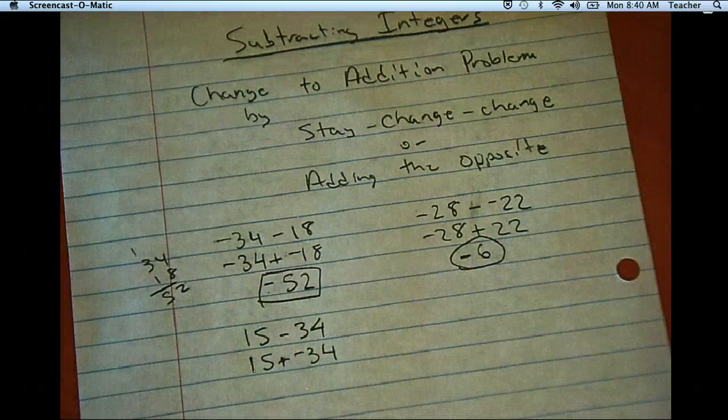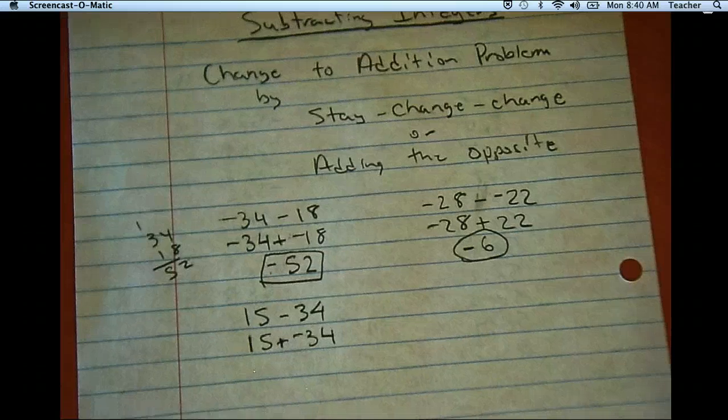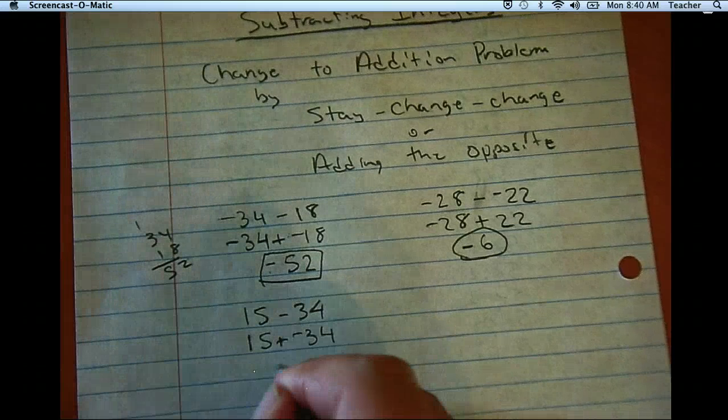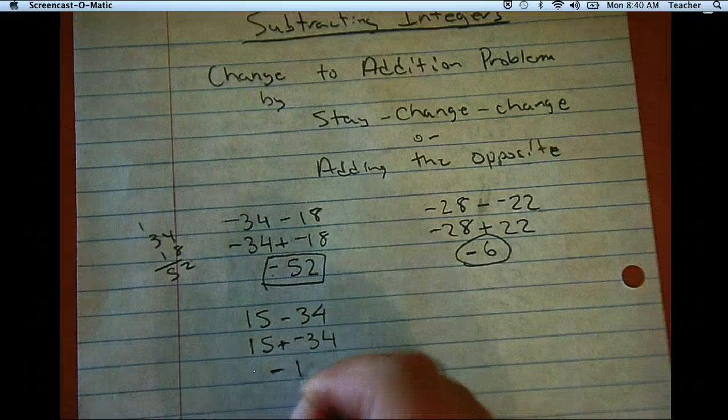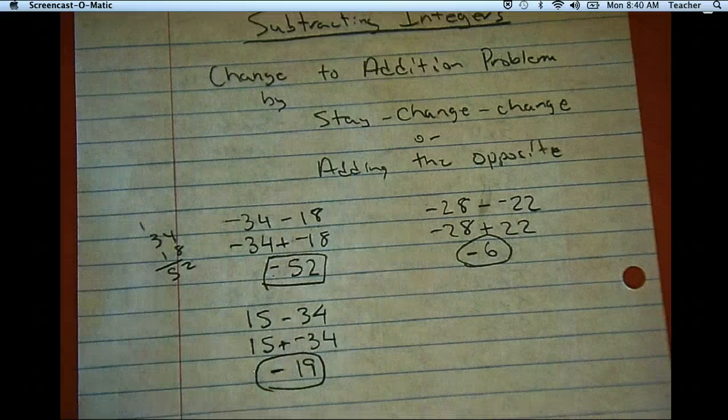Now these two numbers work against each other. The negative wins the battle, so my answer is going to be negative. And 34 minus 15 is going to be 19. So my answer is negative 19 for that.